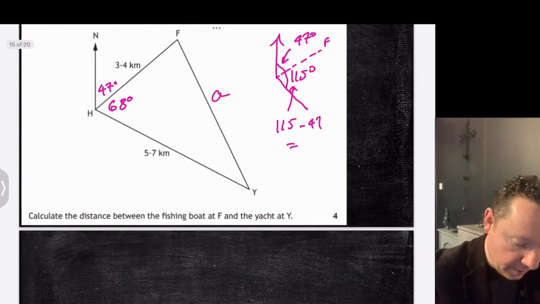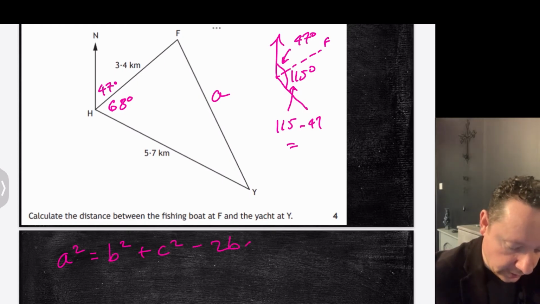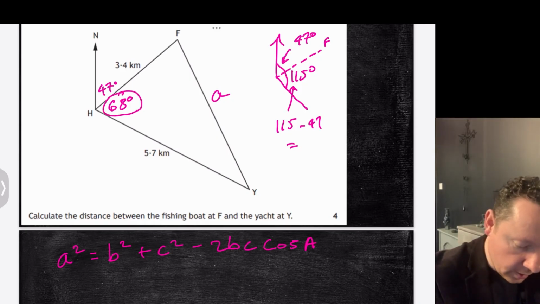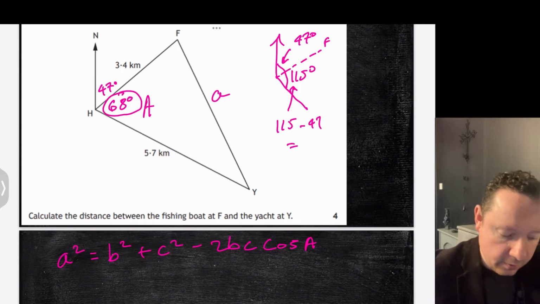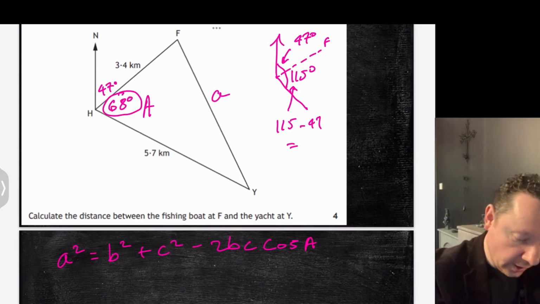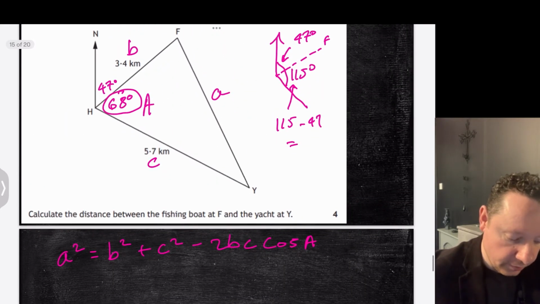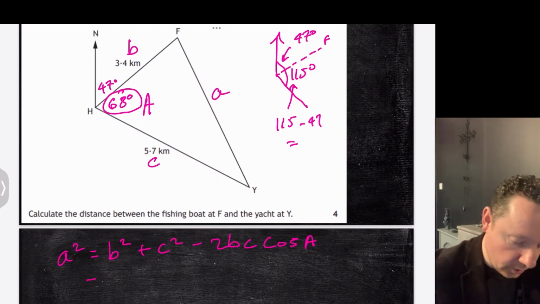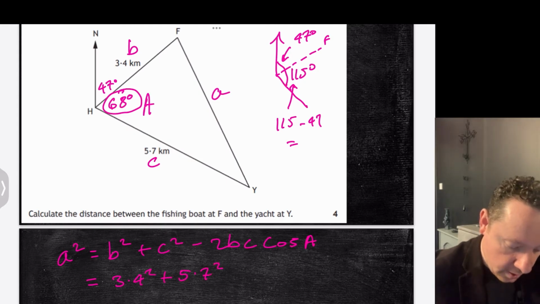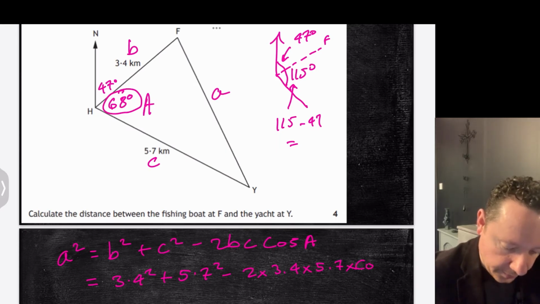The cosine rule from the start of the exam paper is a squared equals b squared plus c squared minus 2bc cos A. So A is our angle, which is this one, the one inside the triangle. The opposite side is a, and the other two sides are b and c that make up the angle. So I'll just call that b and that c, for something to sub in. So then we'll just sub in our numbers: 3.4 squared plus 5.7 squared minus 2 times 3.4 times 5.7 times the cos of 68.